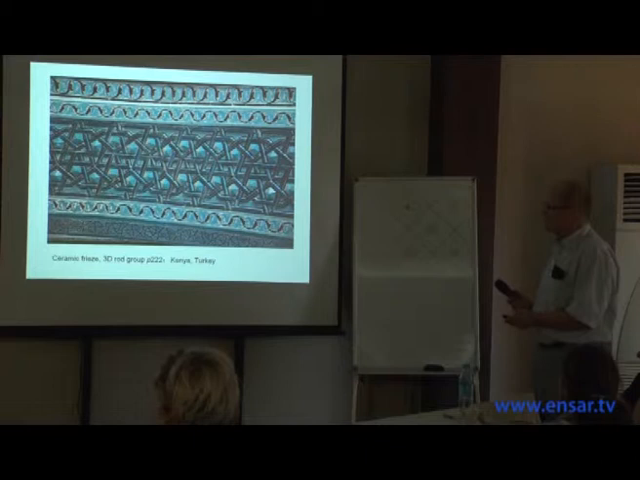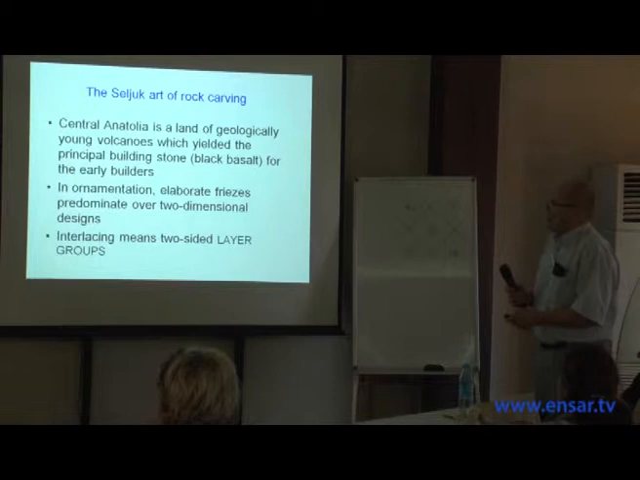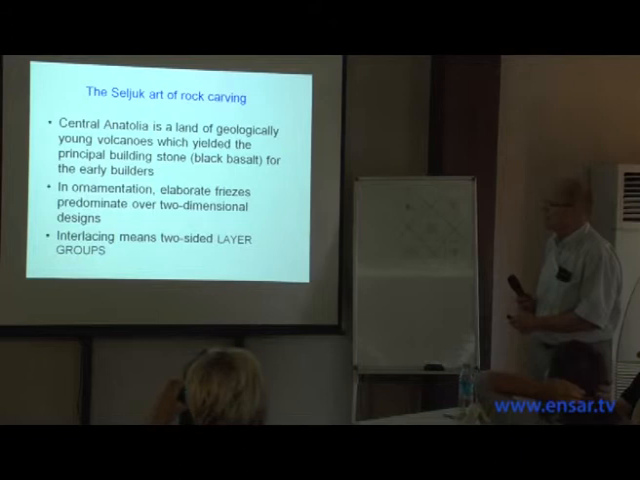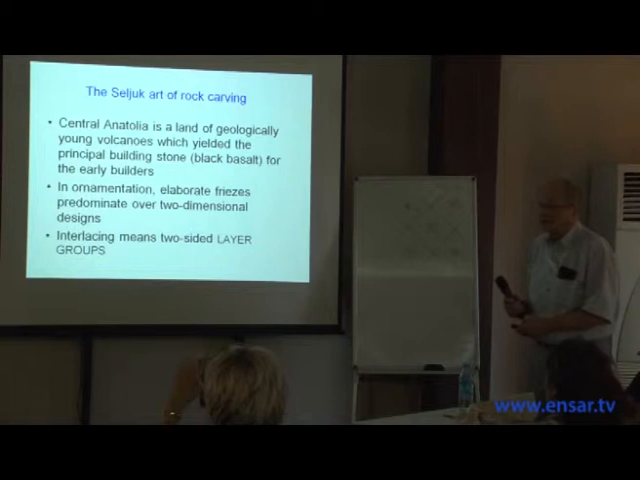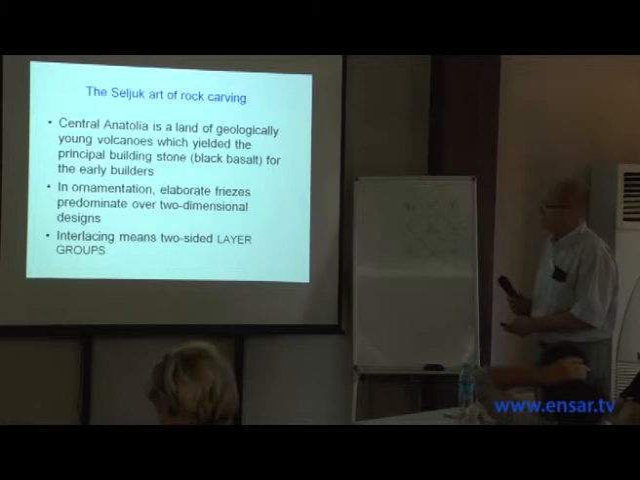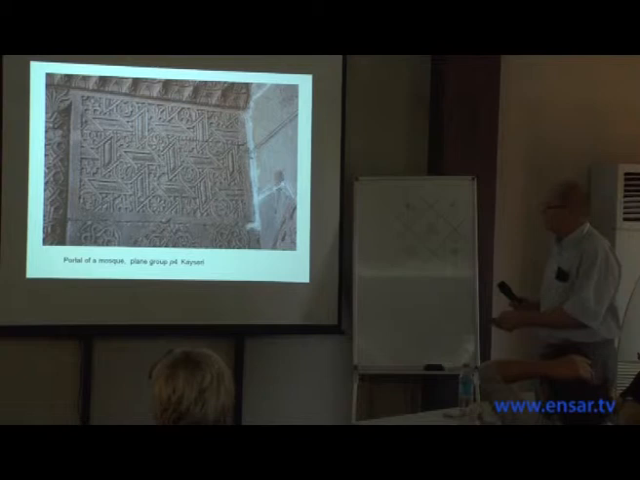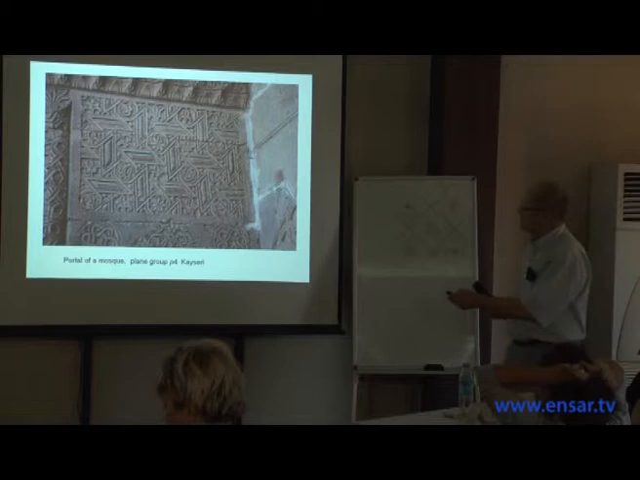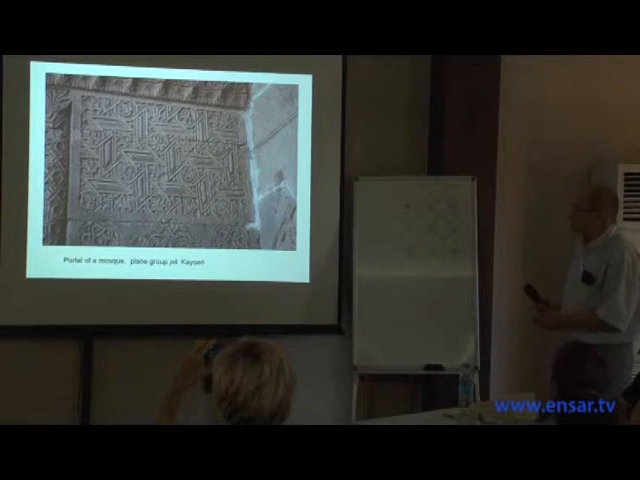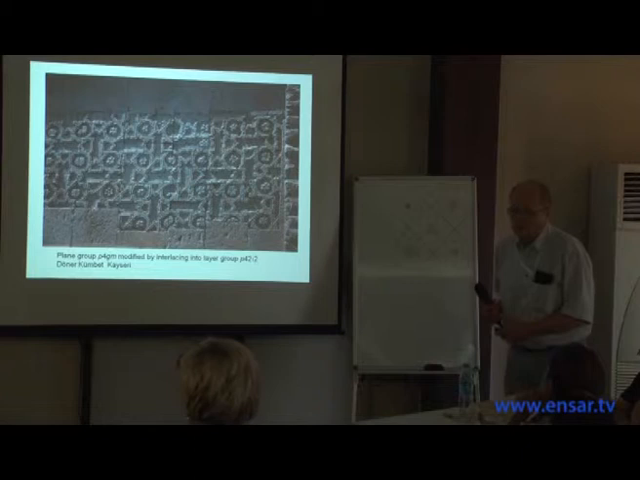Another one is simpler. As it stands, Central Anatolia is a land of geologically young volcanoes, which yielded the black basalt, which was used practically universally for all those hans along the way, and madrasas and mosques in Kayseri and so on. Mostly people have friezes rather than two-dimensional patterns. This one is two-dimensional. And you would think, actually, quickly, that it's something of this P4GM. But from how it is beveled, cut, it actually is reduced only to one without mirrors.